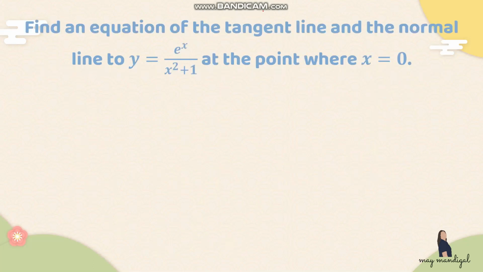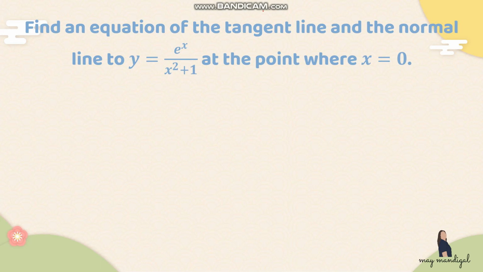And for our last example, find an equation of the tangent line and the normal line to y equals e raised to x over x squared plus 1 at the point where x is equal to 0. Okay, so we have to find the equation of the tangent and the normal line. So before we can identify the equation of the tangent line, we need to have the slope of our tangent line. And as what we know, slope of the tangent line is just the same as the instantaneous rate. So the process that we did a while ago, we have to do it again.